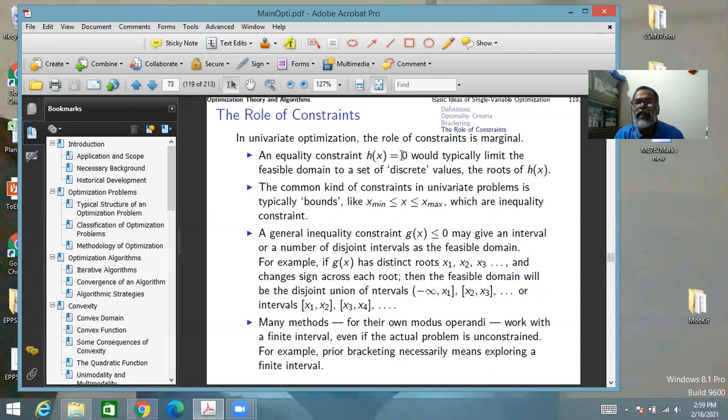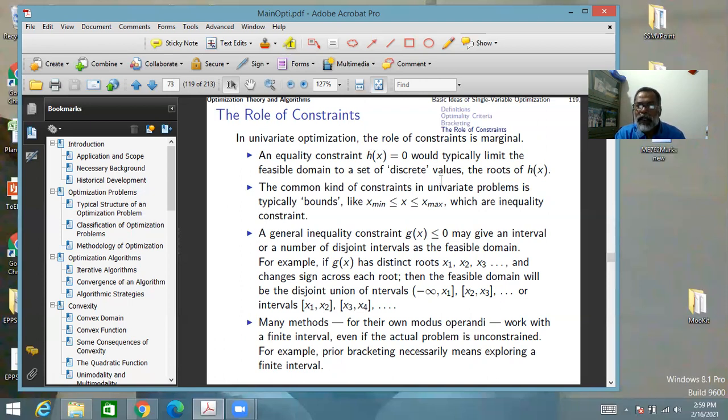So an equality constraint for a single variable would typically limit the feasible domain to a set of discrete values, the roots of h(x). And you do not have much of a continuous optimization problem. Now, if this function has 10,000 roots, then it is a problem enough, but it is a combinatorial problem, not the kind of problems that we are talking about.